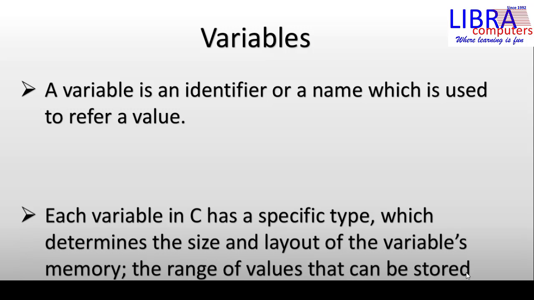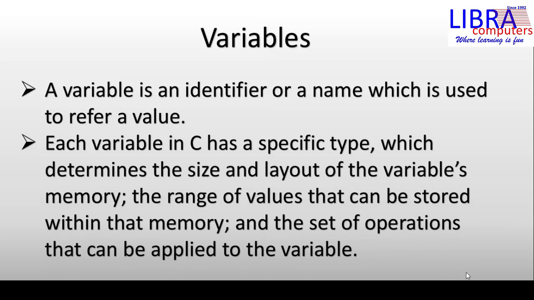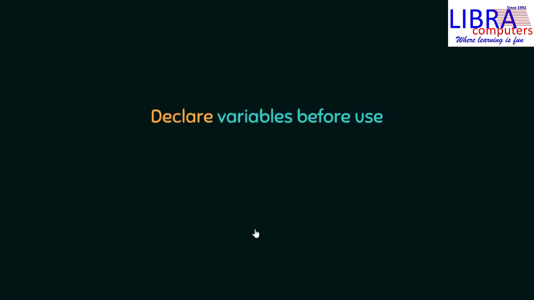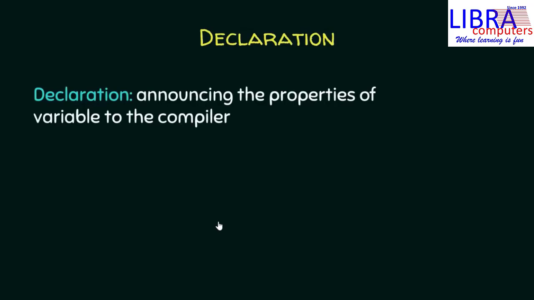Each variable in C has a specific type, which determines the size and layout of the variable's memory, the range of values that can be stored within that memory, and the set of operations that can be applied to the variable. Before using the variables, we need to know how to declare variables. Declaration simply means announcing the properties of variable to the compiler.